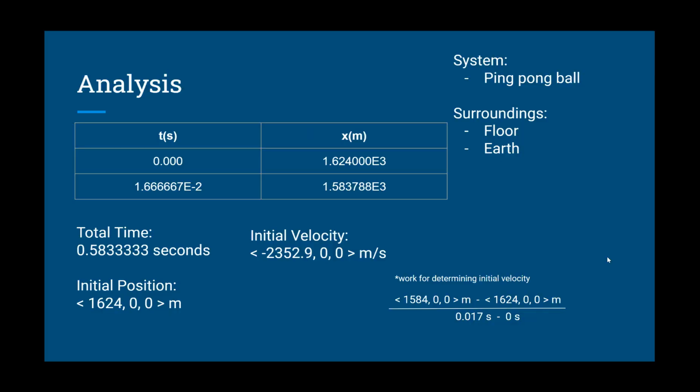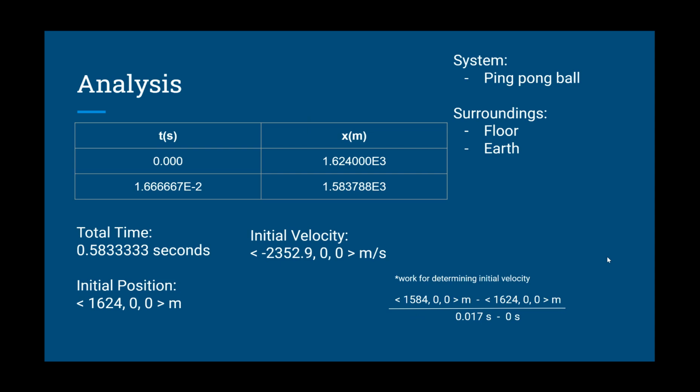Some initial analysis and conditions we need to compute the predicted position over time is shown here. But first, let's make sure that we have identified that the system in this experiment was the ping pong ball and that the surroundings include the floor it was rolling across and the Earth, along with Earth's influences. First, we identified that the total duration of the ball rolling was 0.583 seconds, and that the initial position taken from Tracker is the vector 1.624 meters in the x-spot.